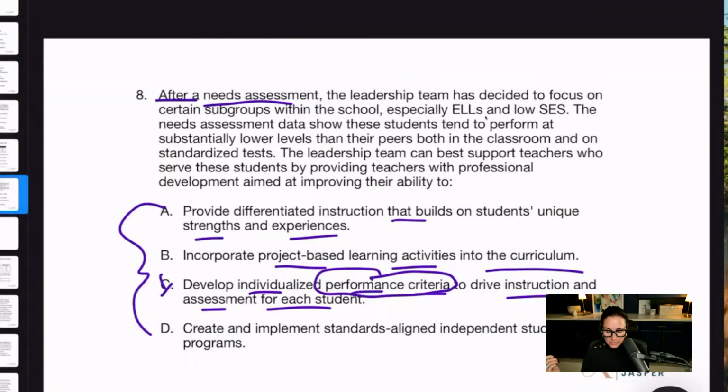I'm going to go with C as a red flag. Be on the lookout for that, because listen, individualized performance criteria, doesn't that sound good? Drive instruction and assessment for each student. That all sounds good, but when you think about it, that's not a practice we do. And D, create and implement standards aligned independent study program. All right, independent study program is a red flag.